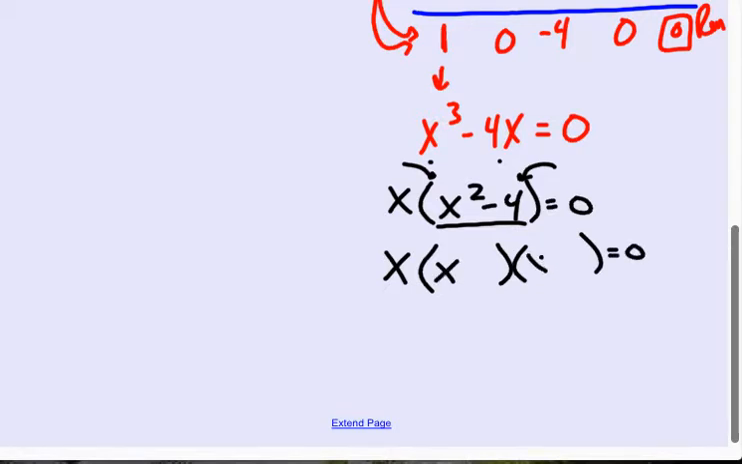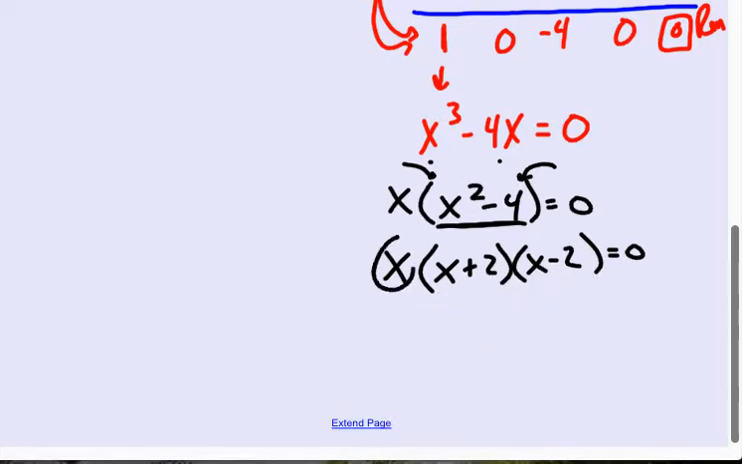x and x for the x squared. For -4, well, it's going to be 2 times 2, but it's plus 2 and minus 2. If you were to FOIL this back out right here, multiply these two, you'd get x squared minus 4. So this is factored. Now, what are my zeros?